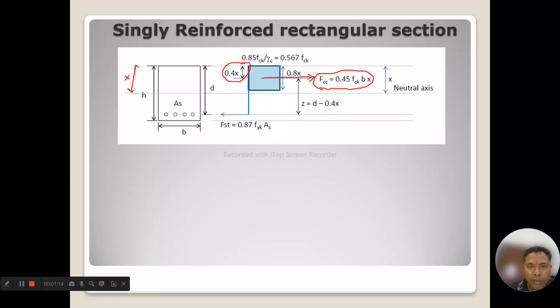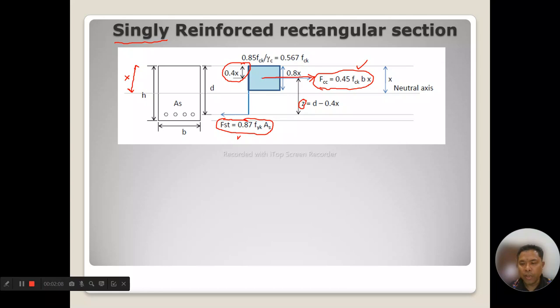We also understood how to get the force in steel, which is in tension, FST, to be 0.87 FYK AS, where FYK is the characteristic strength of steel, always taken to be 500 Newton per millimeter square, and AS is the area of tensile steel. Because the section is designed as singly reinforced, you only put tension reinforcement at the bottom. The two forces of compression and tension are separated by a distance called the lever arm, which is equal to d minus 0.4x.